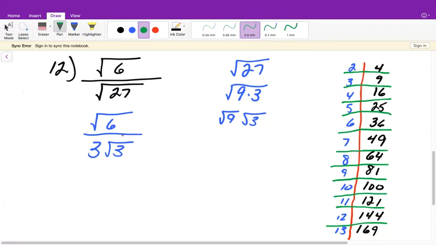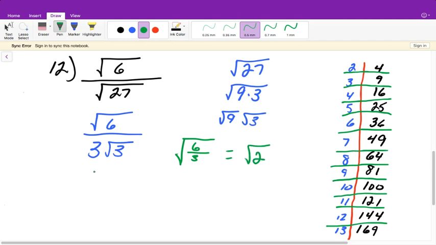All right, so now whenever we have this, we can identify our numbers versus our radicals. So we can then look at this as the square root of 6 over 3. And the square root of 6 over 3 reduces to just the square root of 2.